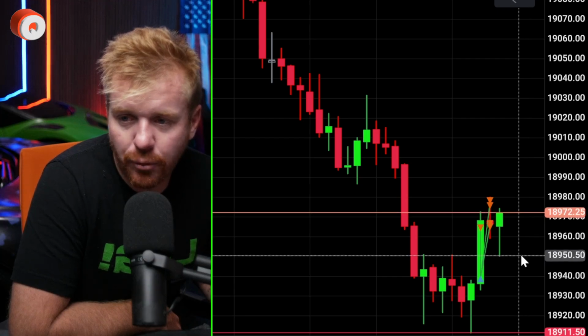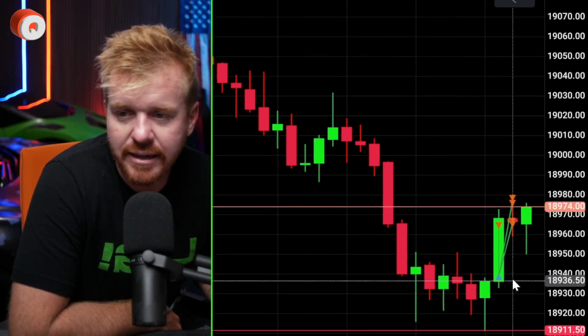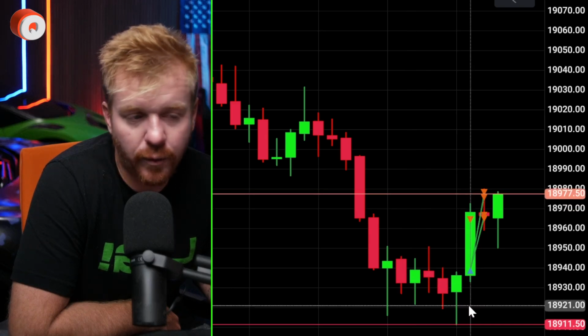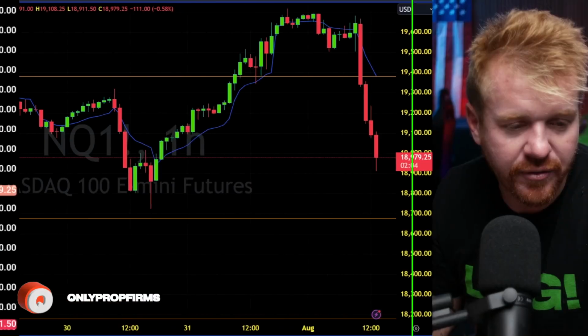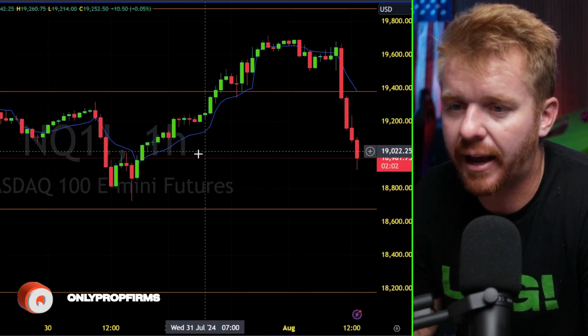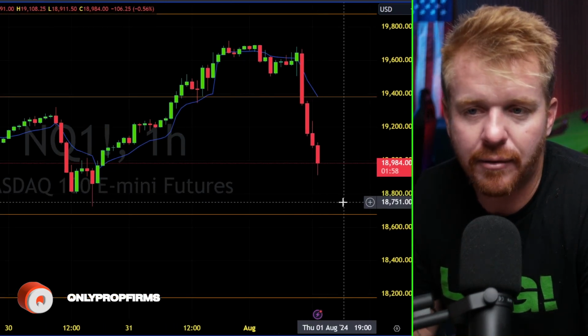So there's the pullback back to the 50s, NASDAQ back up there through the 80s again. So this is looking like a great spot for the reversal. We had the gap fill, everything kind of lined up perfectly. And well, the NASDAQ pulling back into there and now bouncing.